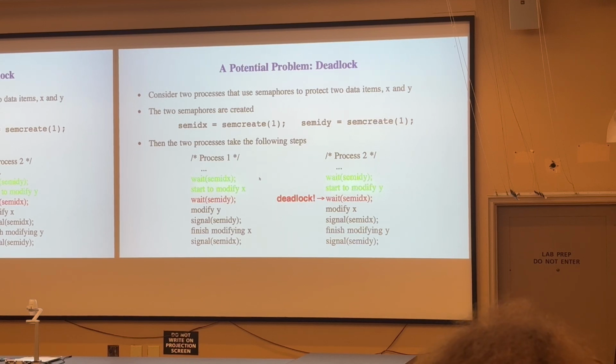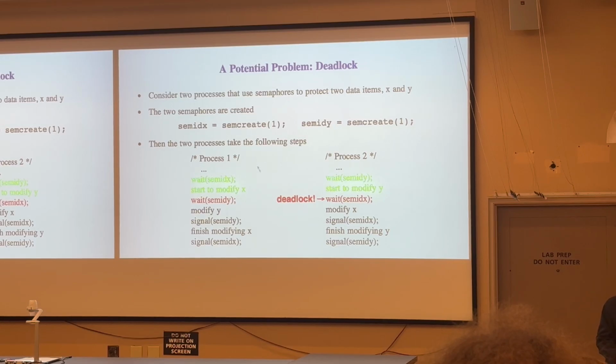One problem if you are not using semaphores correctly is deadlock. In this scenario you have two processes, and you use semaphore X and semaphore Y to protect the modification of two variables, X and Y. But a deadlock could happen in this scenario.